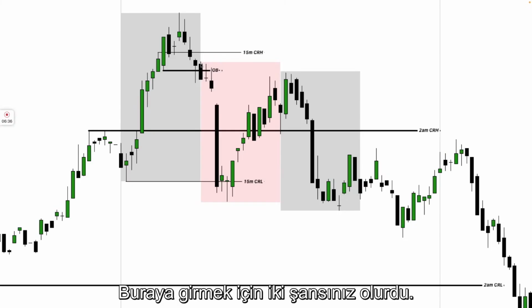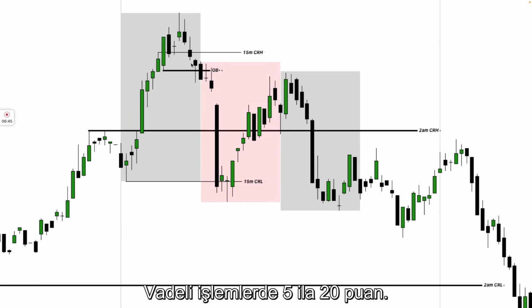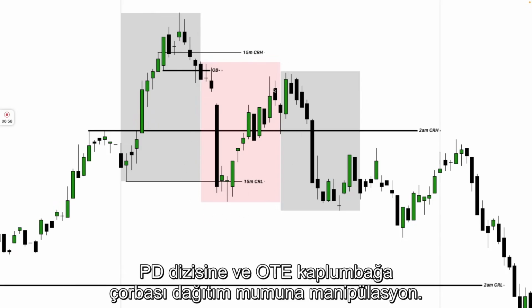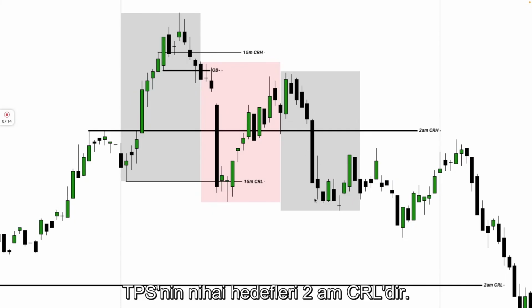You would have had 2 chances to enter this. You would have already hit your take profits, as this is a scalp model. 5 to 20 points for futures. OTE entry if you're more comfortable entering during the power of 3 manipulation time slot. Manipulation into a PD array and an OTE. Turtle soup, distribution candle if you want to wait for the third one. Distribution candle, trending lower, TPs hit.